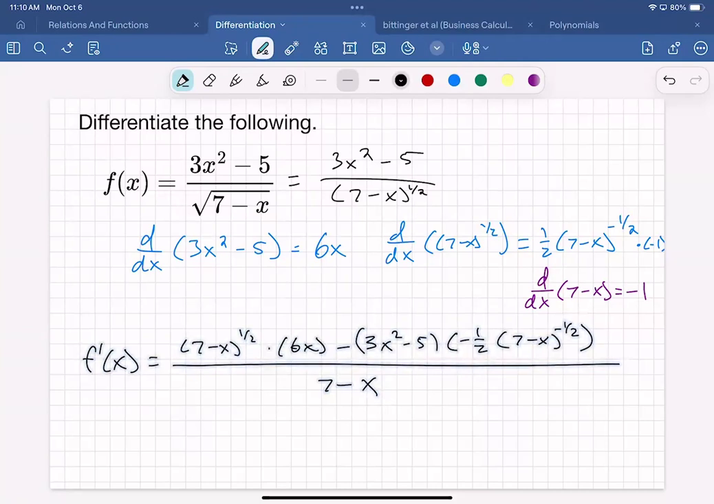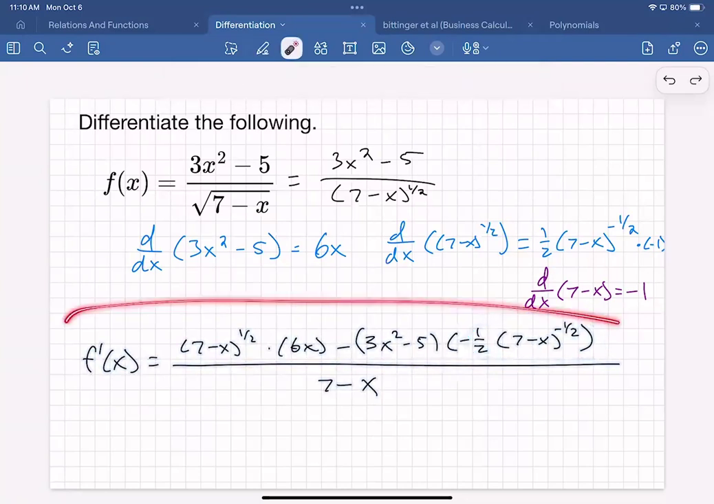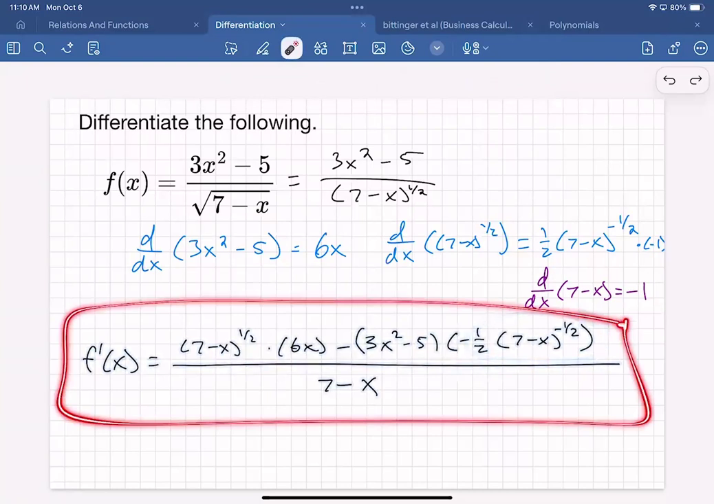Now, as far as cleaning this up, the one thing I would say is you can multiply top and bottom by the square root of 7 minus x. The point behind doing that is to get rid of this. That's technically a complex fraction. So in this case, we really do not want to have a negative exponent there. But before we move forward, does everyone understand that this is the derivative we're looking at? Any concerns with where we're getting this from?